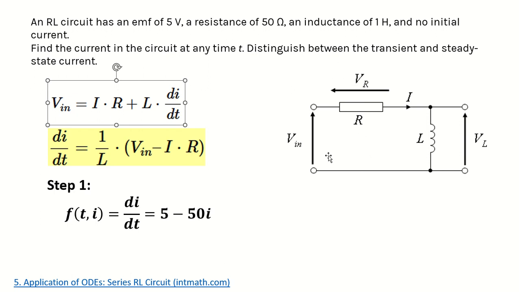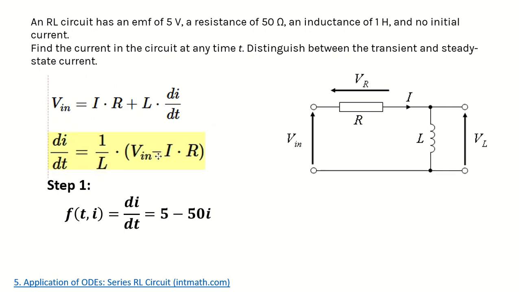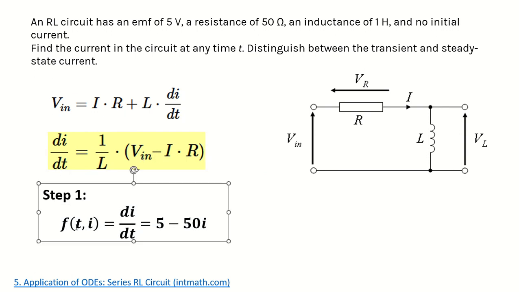And then using the math analysis, you know that in the only loop, V in equals IR plus L di/dt. After you rearrange, you get this yellow color equation. And then step one that you learned just now is we get our f(x, y). In this case, x will be t, the independent variable, while the dependent variable, I, will be y.